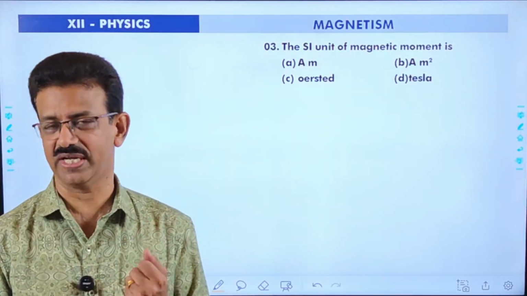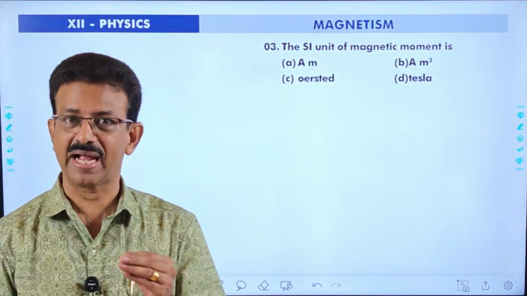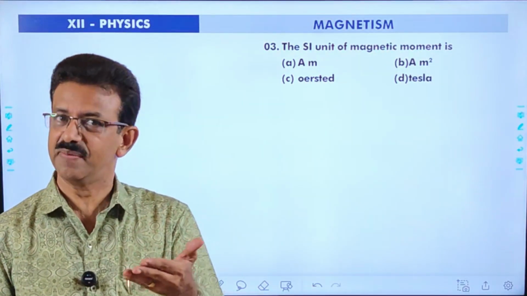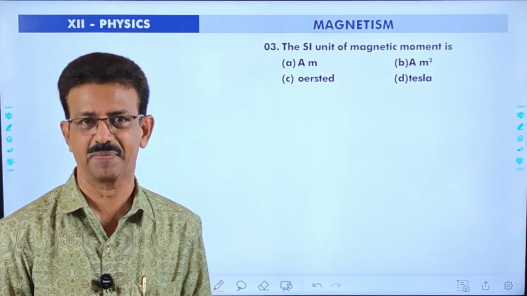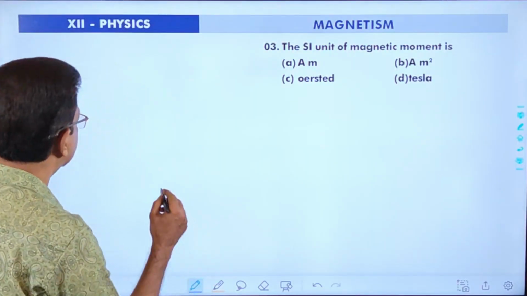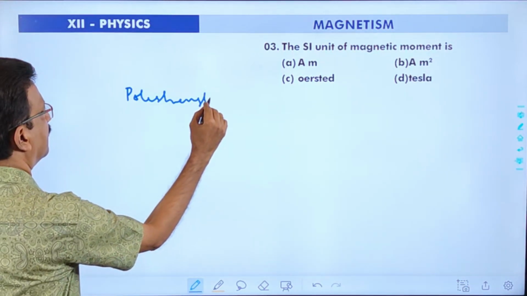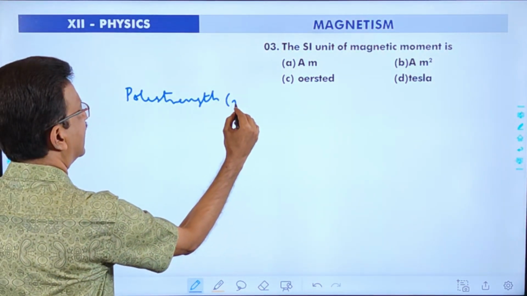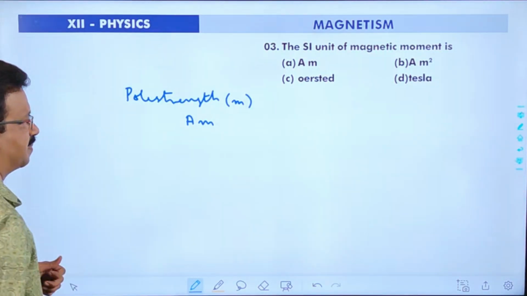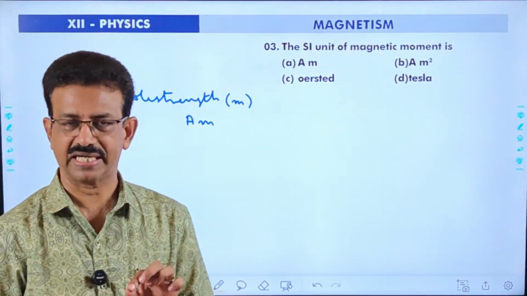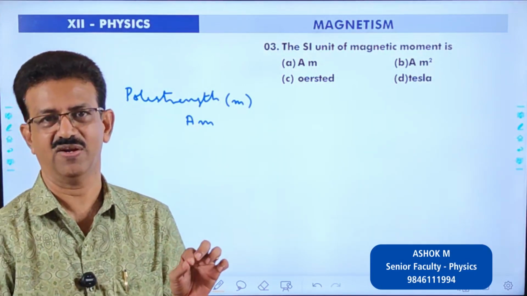Third question is about the unit. To understand the unit, first I will go through each and every term of magnetism. First, the most elementary or the basic term in magnetism is pole strength, which is equivalent to a charge in electrostatics. I'll take the symbol M, and its unit is ampere meter. A for ampere, M for meter. Pole strength has a unit ampere meter. That's the most elementary quantity of magnetism.